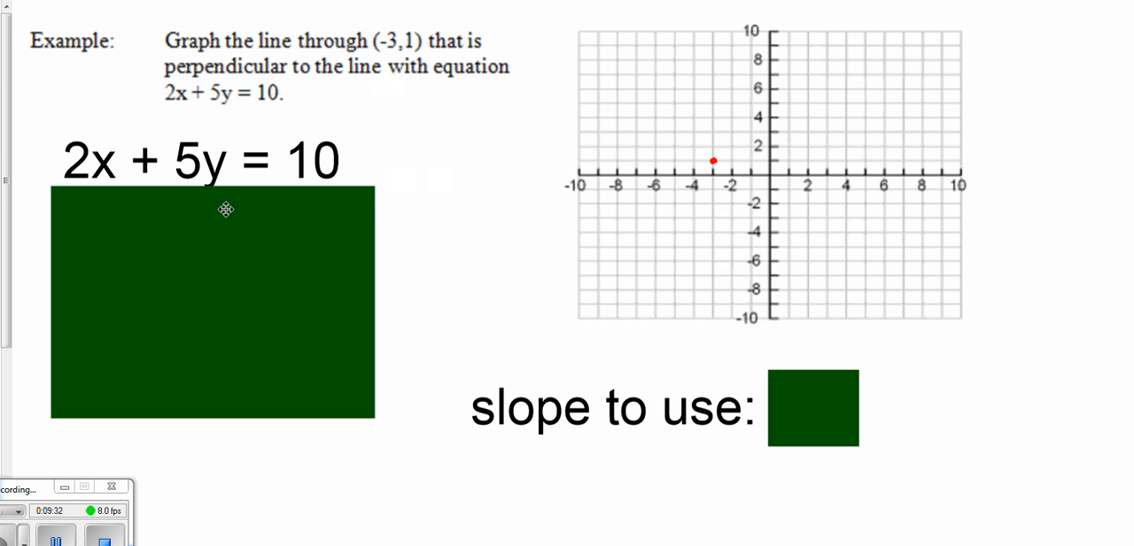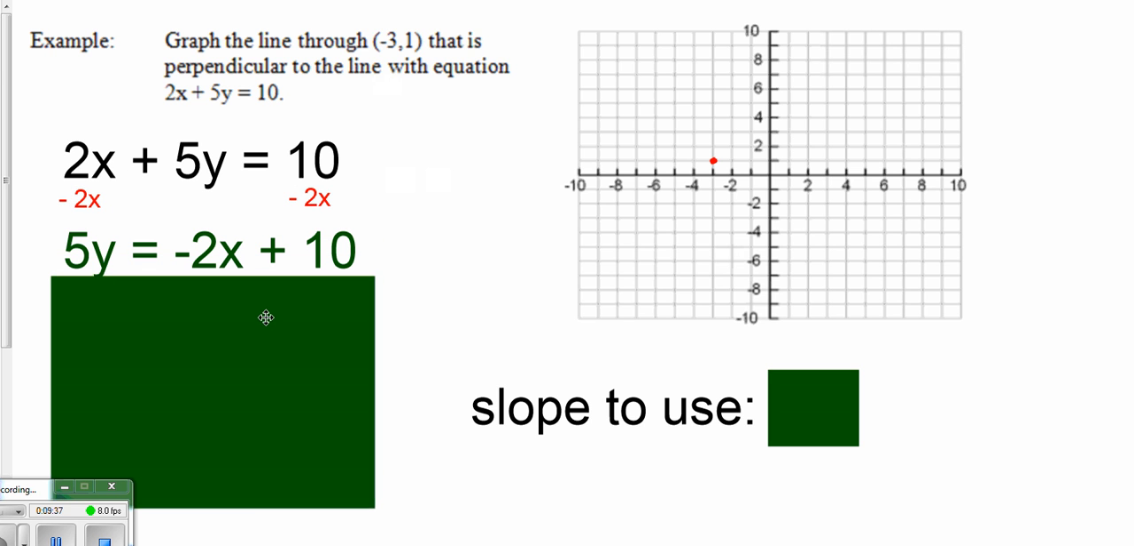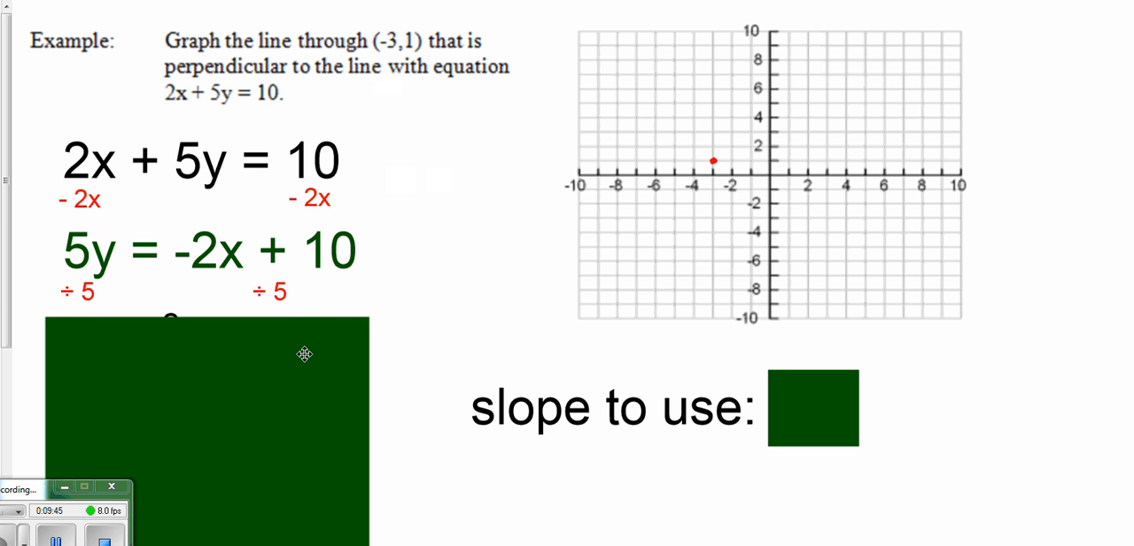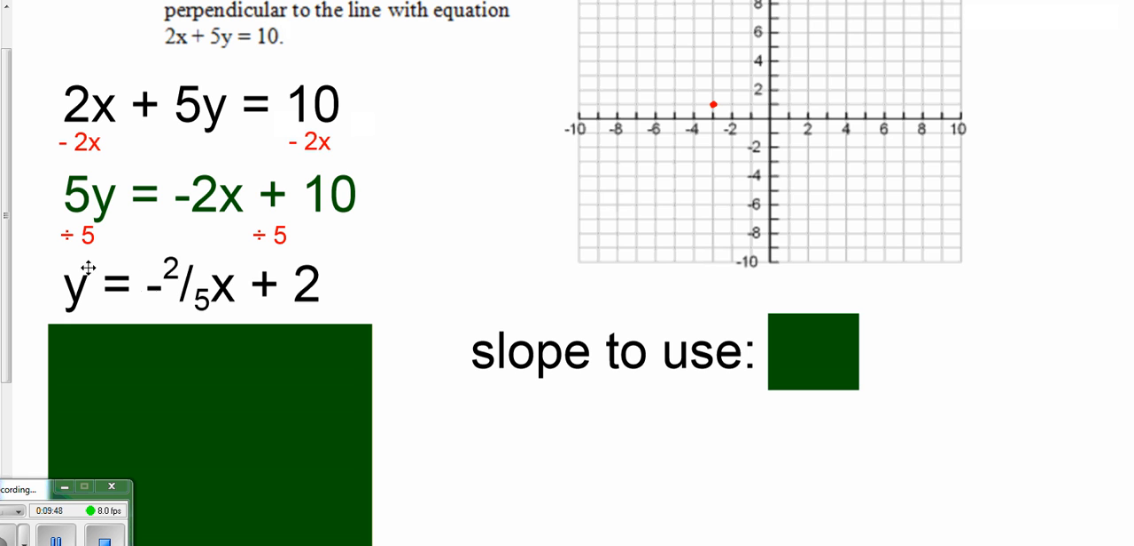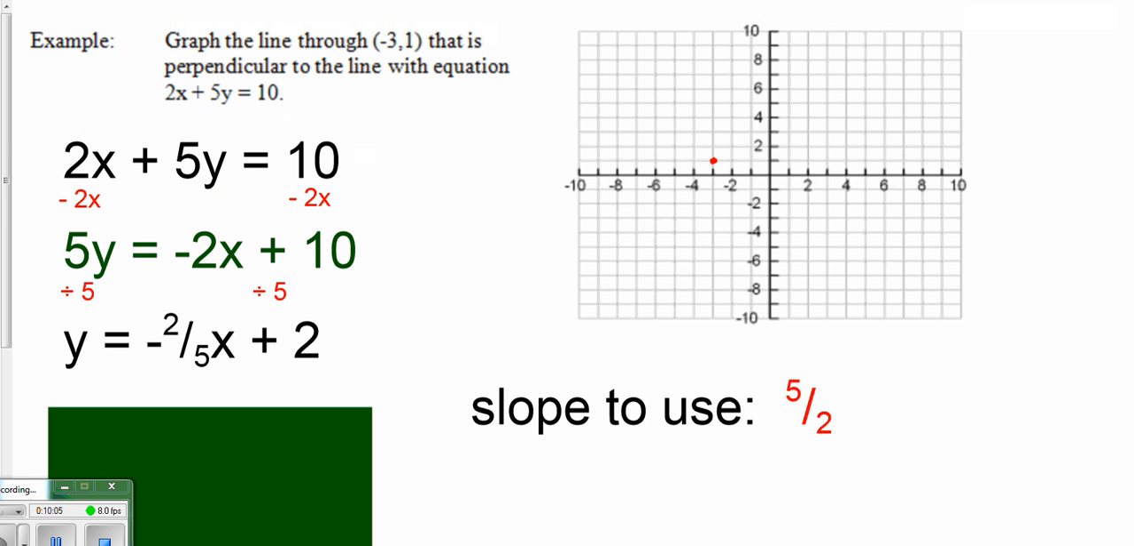So we know our steps. We need to get this into y equals mx plus b, so we subtract 2x from both sides, making positive 5y equal negative 2x plus 10. Divide both sides by 5. We get y equals negative 2/5 x plus 2. Divided each of these by 5. So if this one has negative 2 over 5 for the slope, this one should be positive 5 over 2. So we've got our point, that negative 3, 1.